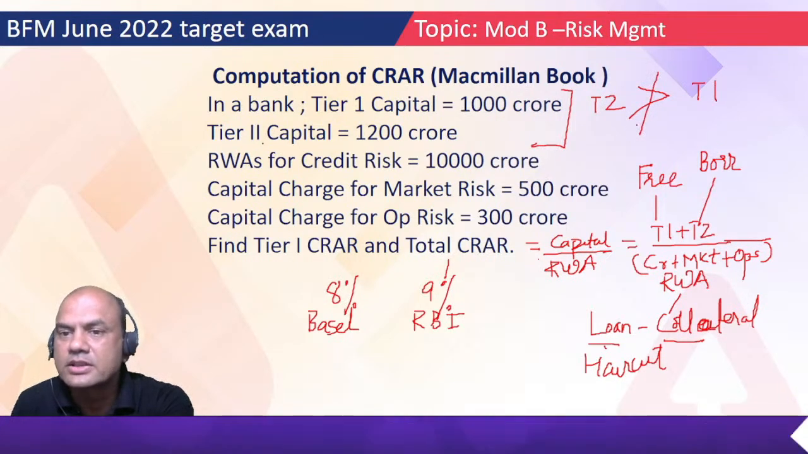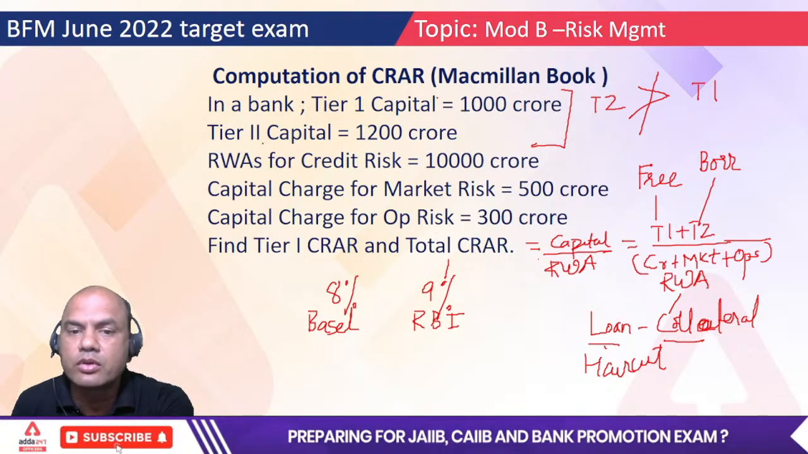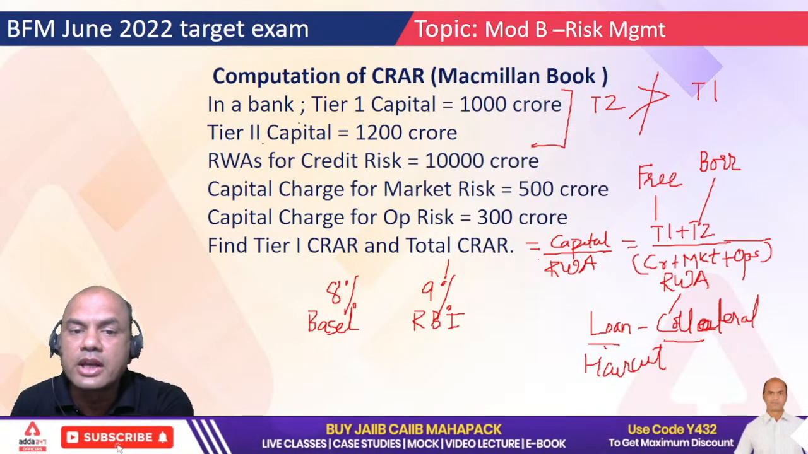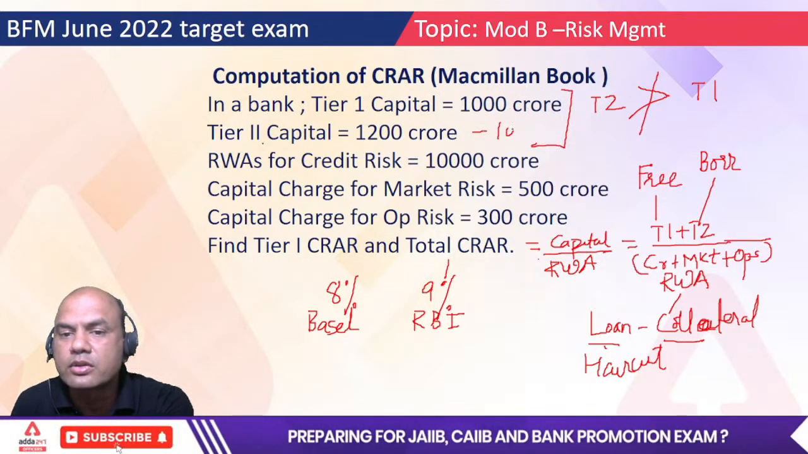Cannot be. I'll cancel this. T2 cannot be greater than tier 1. So what is tier 1? 1000. What is tier 2? 1200. So T2 I can't take beyond 1000. So for my calculations T2 will also become 1000 crores now.